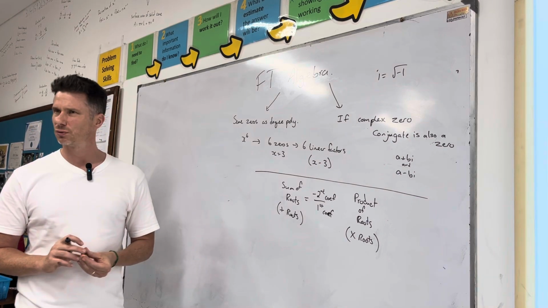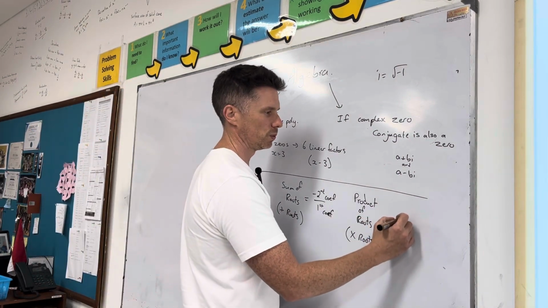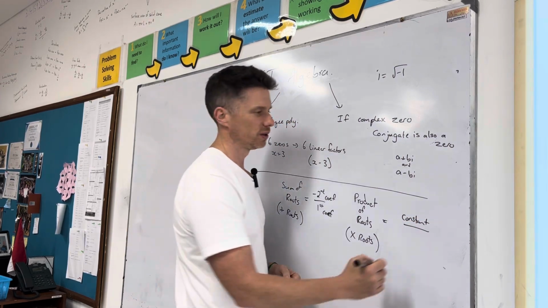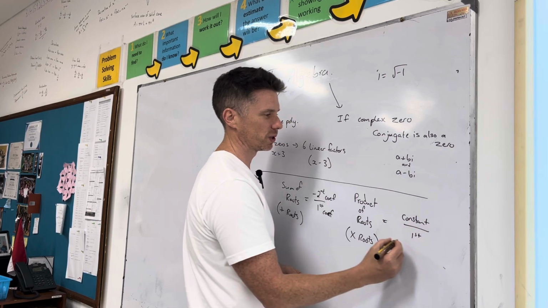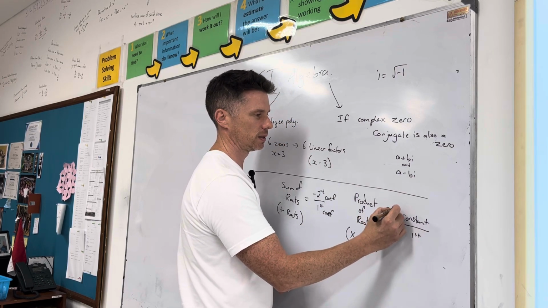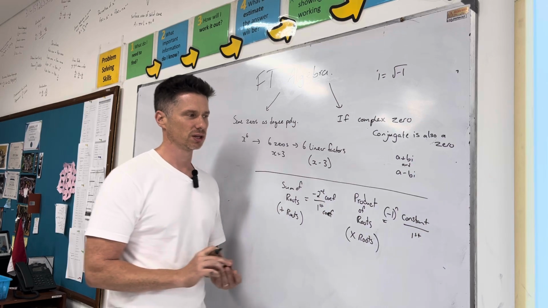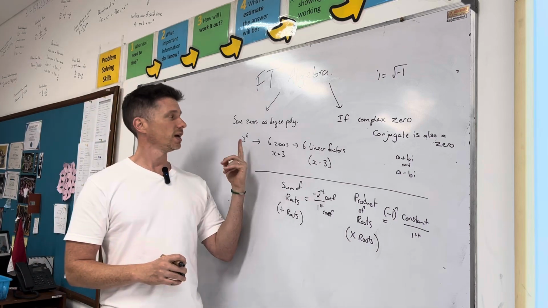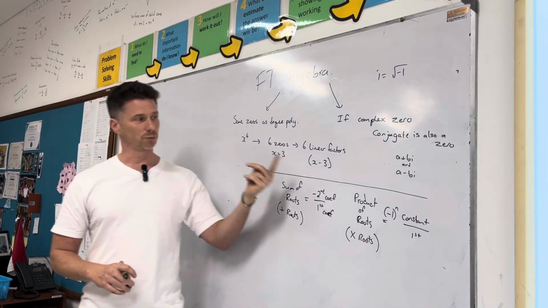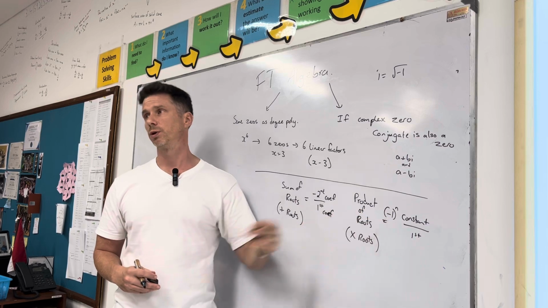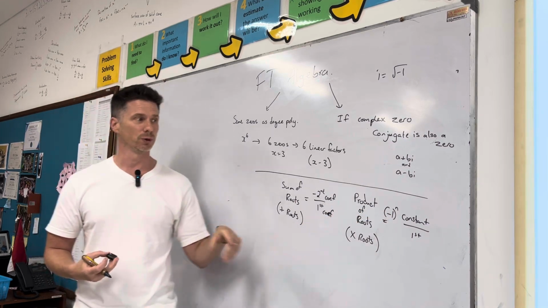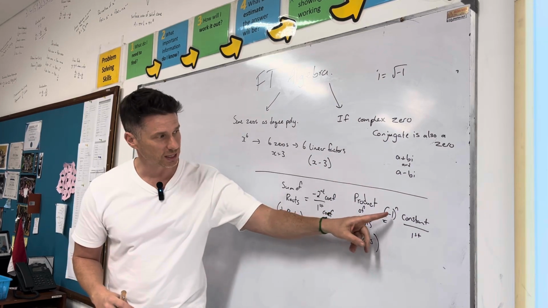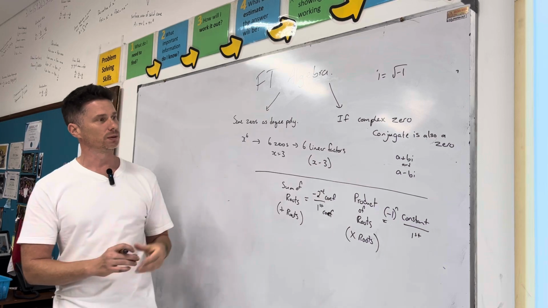The product of the roots was the constant over the first. But if the degree is odd, then it's multiplied by negative 1. If the degree is odd, so if it's x to the power of 5, we know that the product of roots is going to be multiplied by minus 1. If it's x to the power of 4, we know it's multiplied by plus 1. The n here refers to the degree of the polynomial.